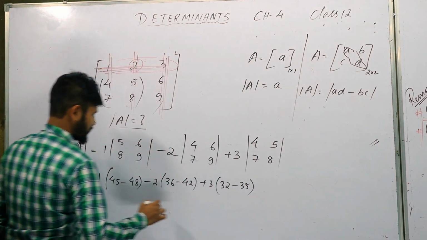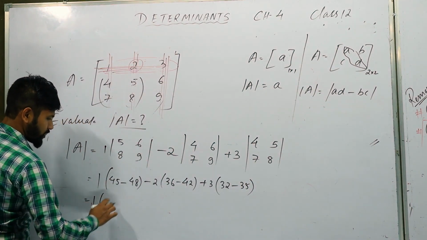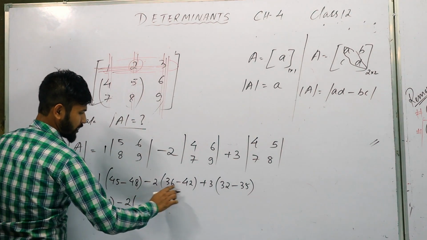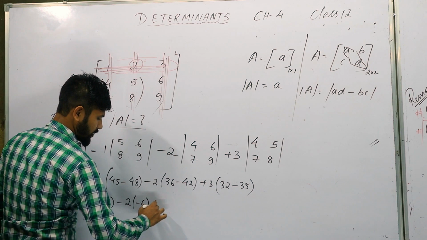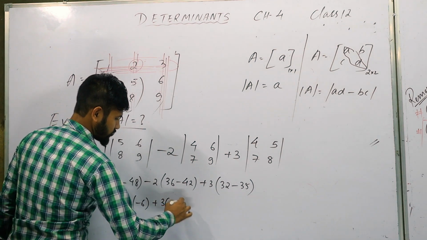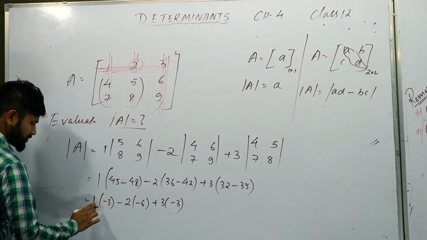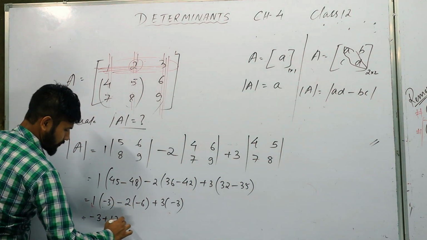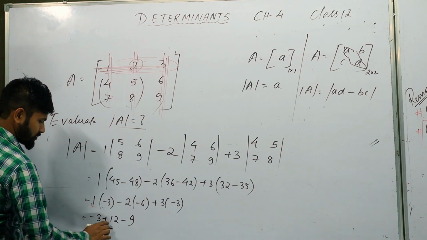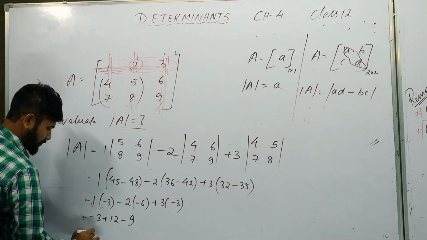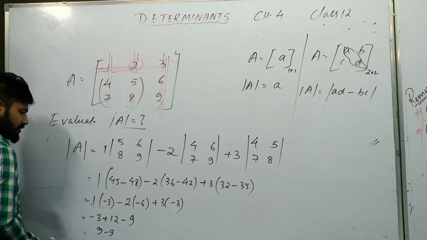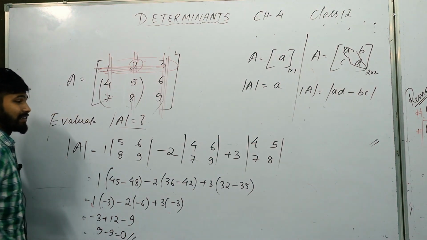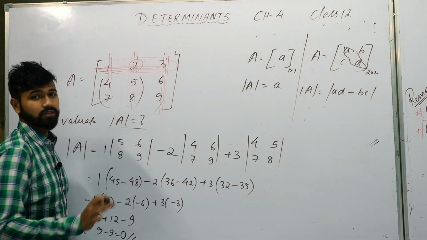That's all. Let us find the value now. What is the answer of this? Minus 3. Okay, no problem. Minus 2 times that, the answer will be minus 6, plus 3 times minus 3, so minus 9. Minus 1 times minus 12 is plus 12, minus 9. So the answer will be 9 minus 9, that is 0. Therefore, the determinant of this matrix is 0.